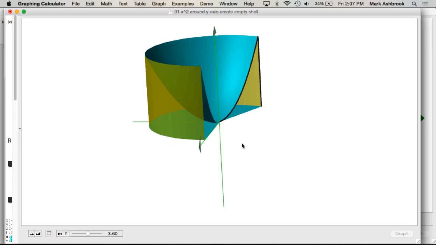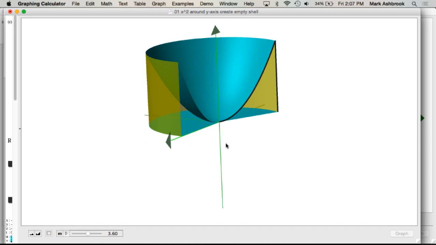This one, that out, there you go. So as we rotate that thing around, our empty shell is this here. So we've got that identified, and it's going to go all the way around the y-axis, and we're going to get this shell, and now we want to fill it.